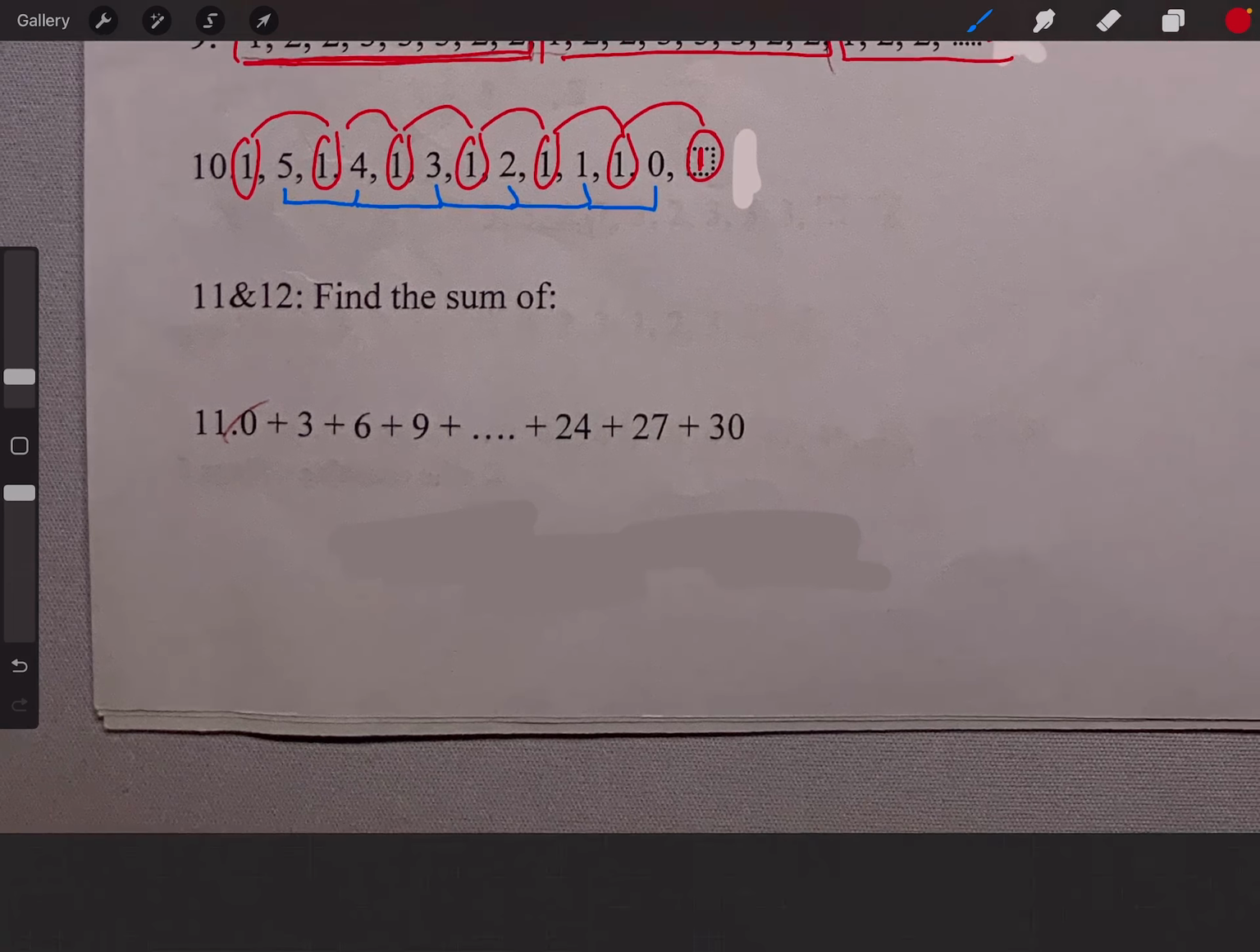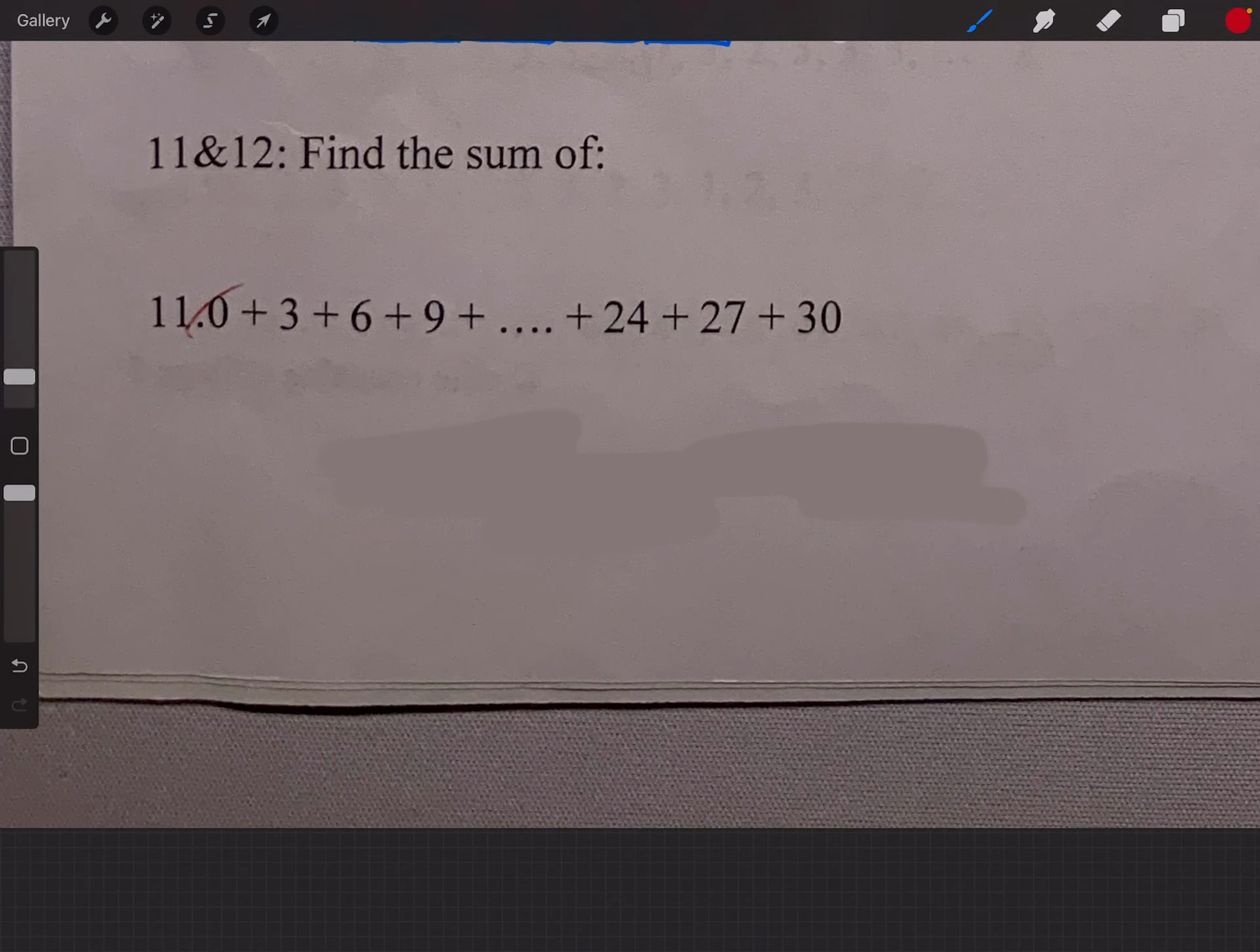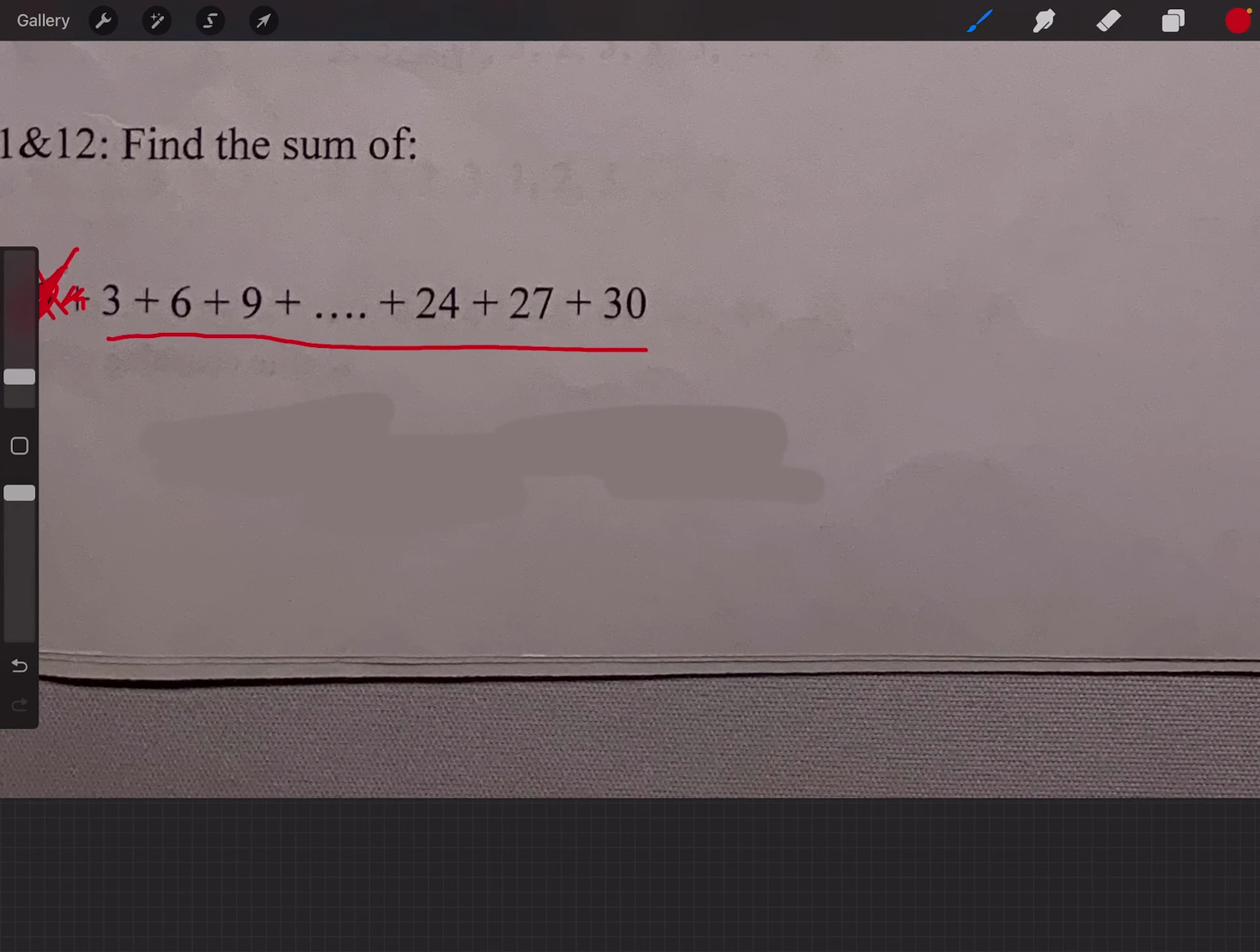Now the next one says find the sum of these. They put a 0 here to confuse us. That's why I crossed it out. That's gone. All you need to know is 3 plus 6 plus 9 all the way to 30. Now how many numbers are there? So we've got 4 steps. Step 1 is find how many numbers there are. Well, 30 divided by 3, there's 10 multiples of 3 between 3 and 30. So there should be 10 numbers.